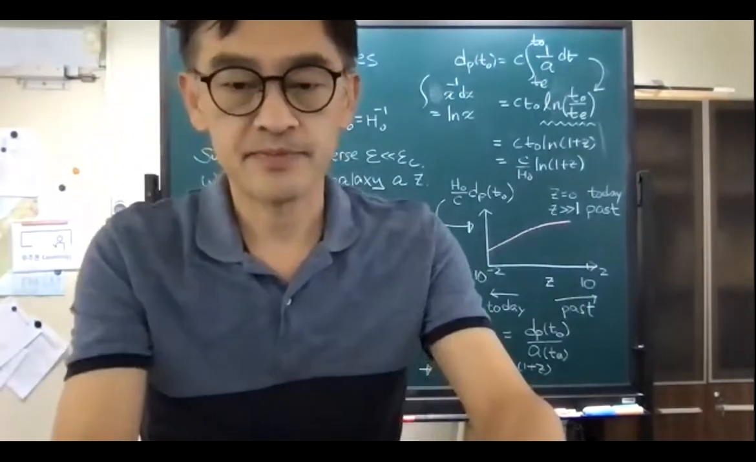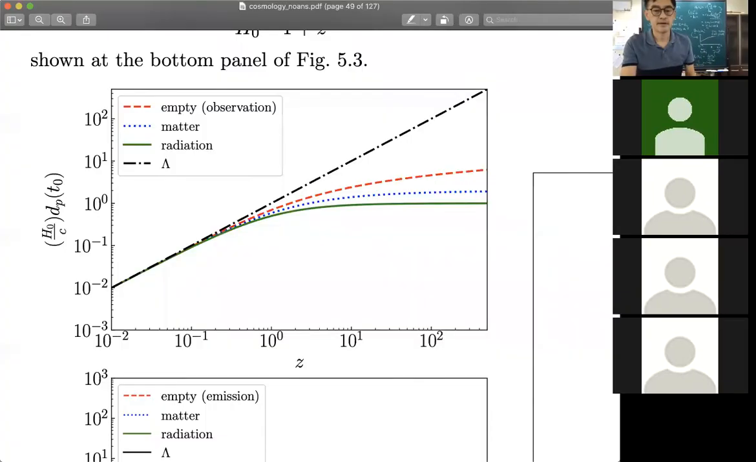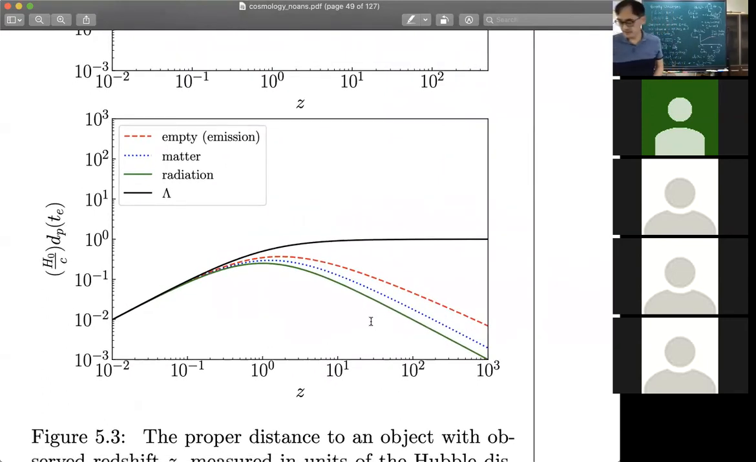Let me show you the picture again. So this picture, the second picture in figure 5.3, appeared in your lecture note. This is the behavior. So you can't see me. Let's take a look at only the red ones here. These guys are similar to the proper distance today, but as you move on, it actually decreases.